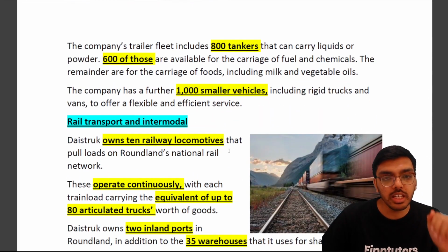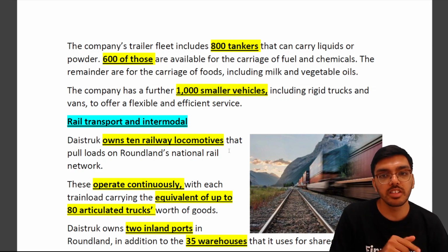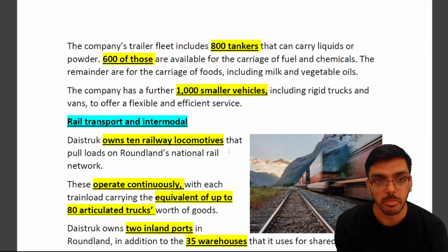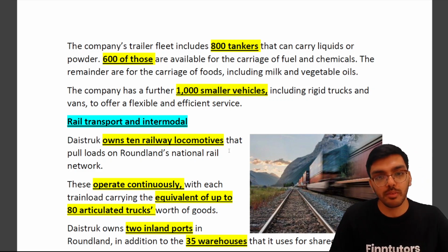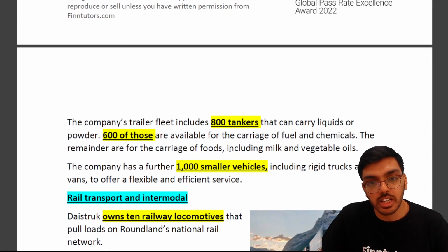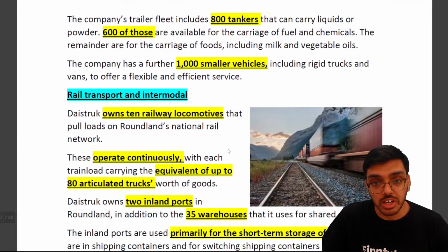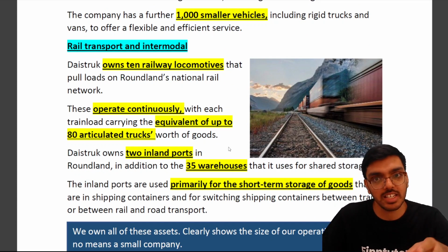The company's trailer fleet includes 800 tankers as well to carry liquids or powder. 600 of those are available for the carriage of fuel and chemicals. Out of these 800, 600 carry fuel and chemicals. The remainder are for the carriage of foods, including milk and vegetable oils. The company has a further 1,000 smaller vehicles, including rigid trucks and vans, to offer a flexible and efficient service. So we have a large portfolio. 1,000 smaller vehicles, 800 tankers, from that 6,500 trailers, 4,500 articulated trucks, lots of investment, lots of capital assets.